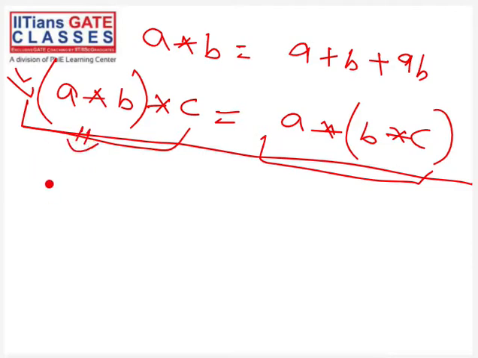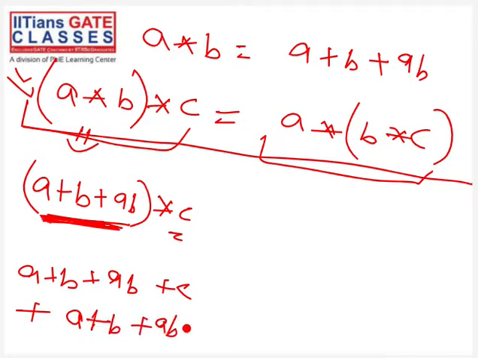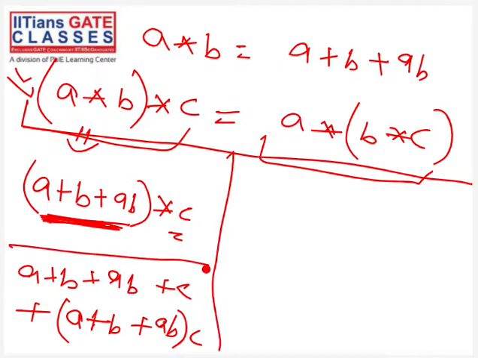So what is a star b? A star b is a plus b plus ab. This is our a star b star c. Now let's assume this is some x and this is some y. Then what will be this star c? This star c will be this plus this plus this multiplied by this. So this result is our left hand side.